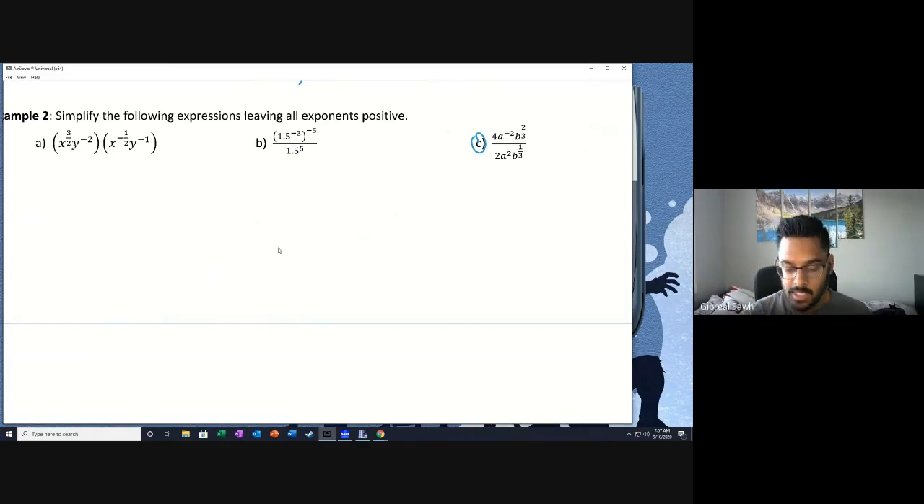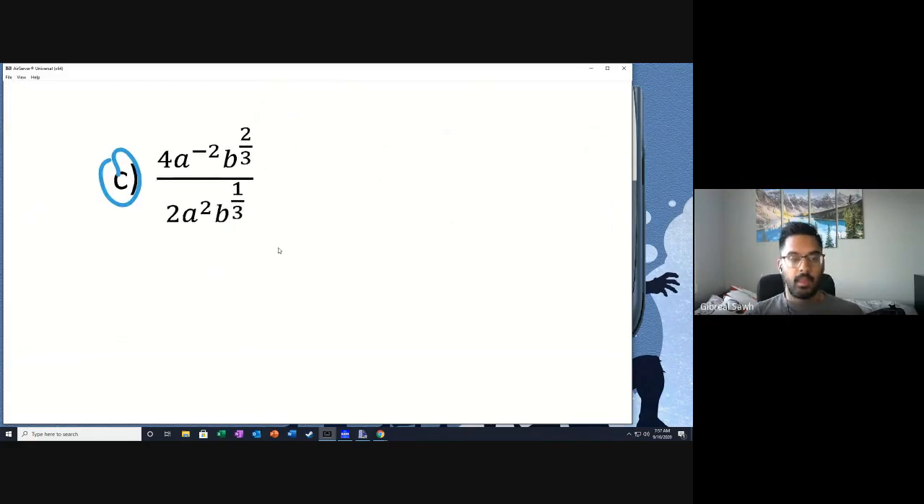Okay, so we'll take a look at C here. And it's nice enough that I don't have a set of brackets and exponent on the outside. That's really helpful. So we can take this piece by piece. So we're going to deal with the coefficients first. So the 4 and the 2 that don't necessarily have powers attached. Technically they are 1s, but we don't see them. So we can deal with those first. So 4/2 is going to simplify to 2 for us. A to the power of -2 on top, a squared on the bottom.